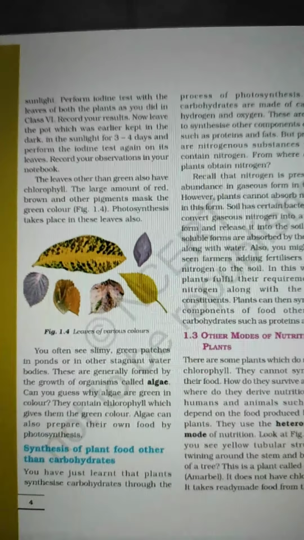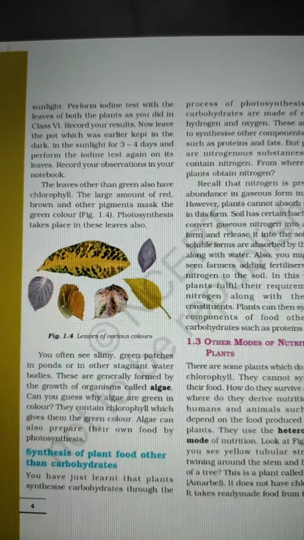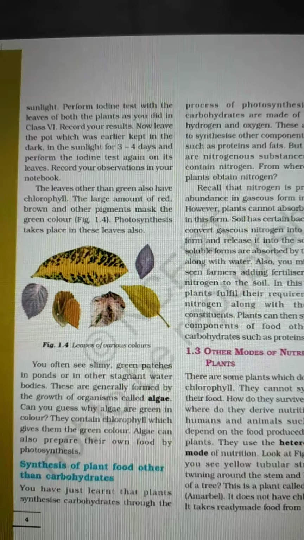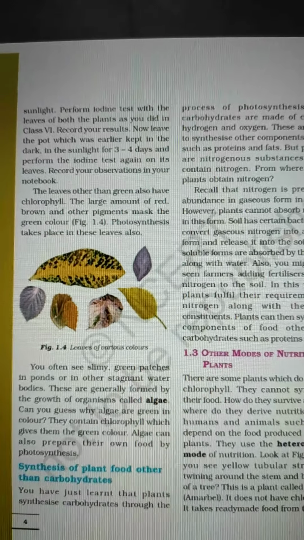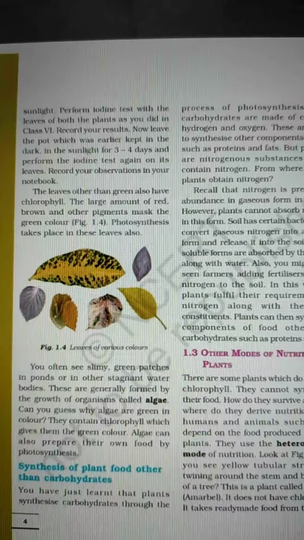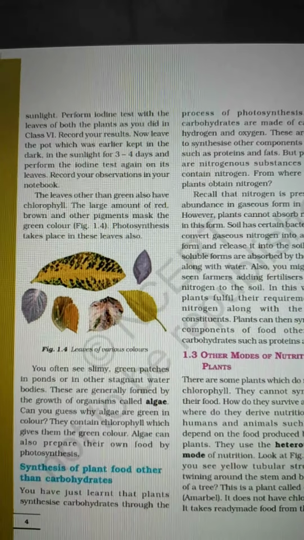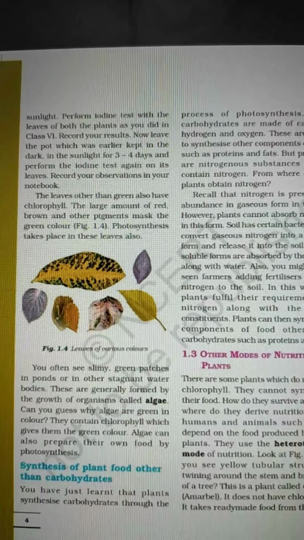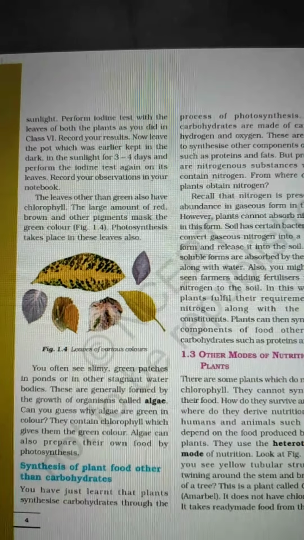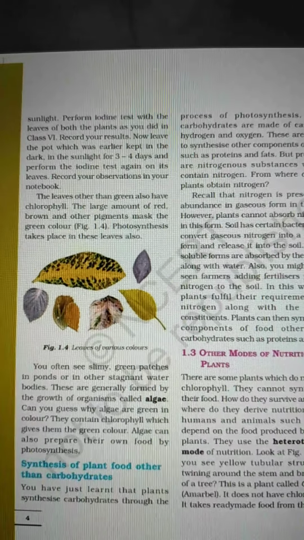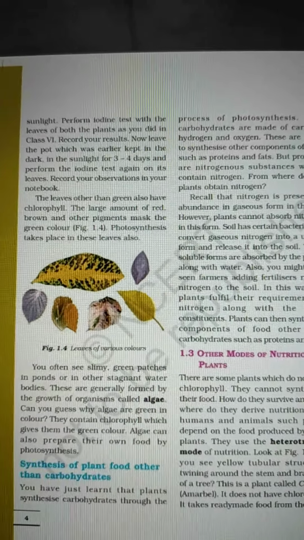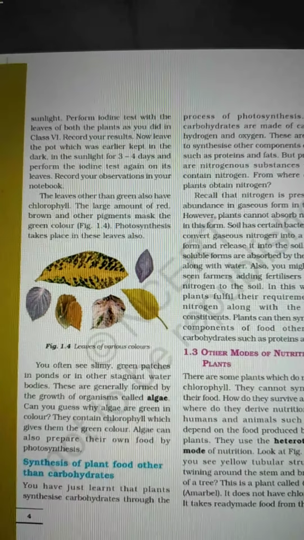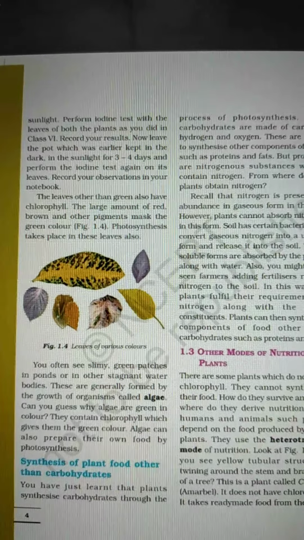Now leave the pot which was earlier kept in the dark in the sunlight for 3 or 4 days and perform the iodine test again on its leaves. Record your observation in your notebook. So the first plant which you had kept in darkness, you have to now keep in sunlight for 3 or 4 days, and after keeping that in sunlight, again you have to perform the iodine test with that plant's leaf. Then you can write your observation or the result.